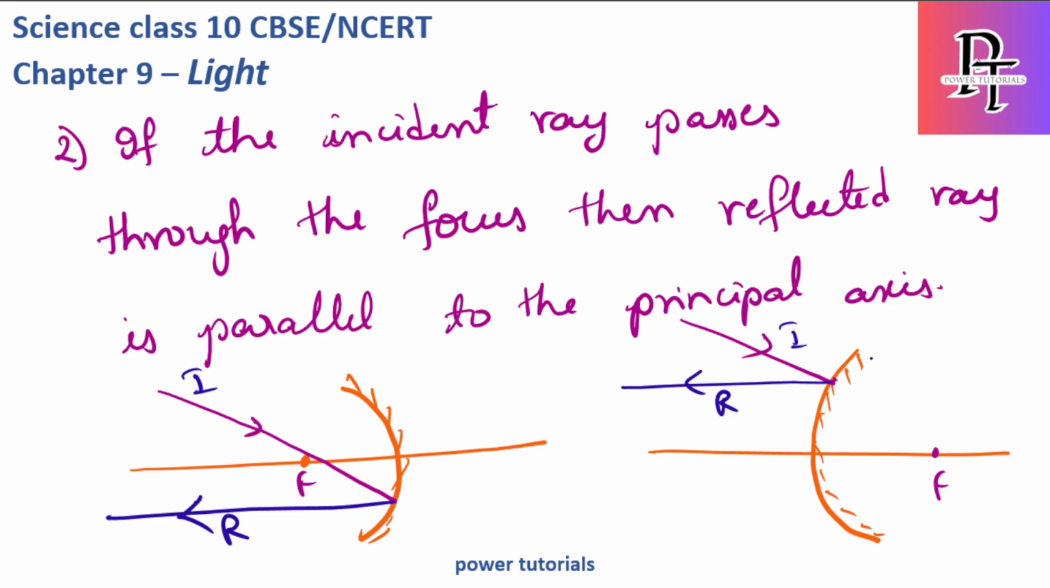You might be wondering why it is not passing through focus. No, it is passing through focus, but as focus is on the other side of the convex mirror, we are just assuming exactly what will happen if it is passing through focus. Here you can see in concave the focus is on the left side, so it will fall through focus, hit the mirror and get reflected, which is parallel to the principal axis. This is principal axis.